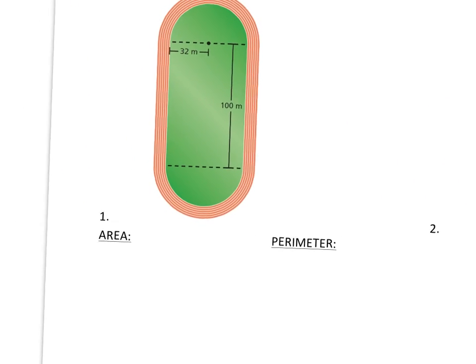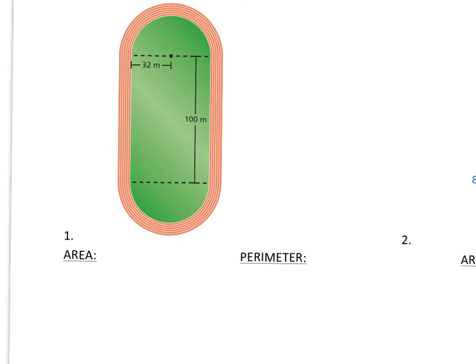Here are the solutions to your homework on page 89. So we want to find the area and perimeter. You have a rectangle here, and the length is going to be 100. And part of the way is 32, so all the way for the width is going to be 64.